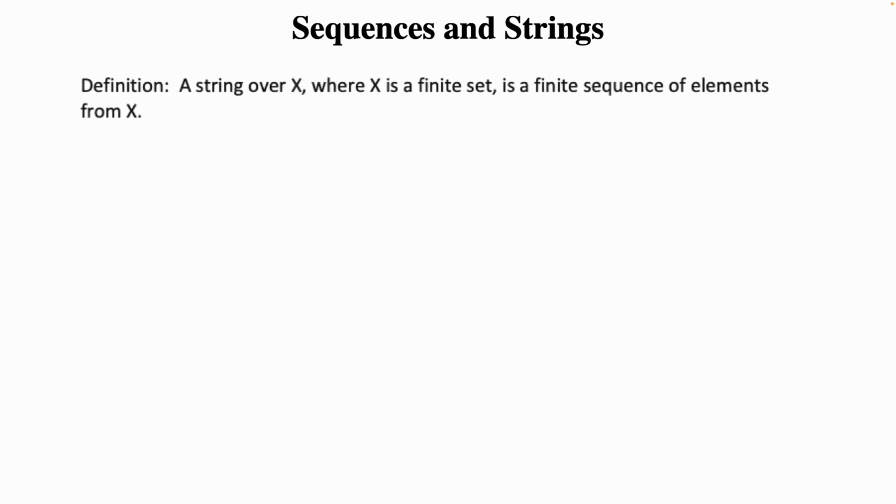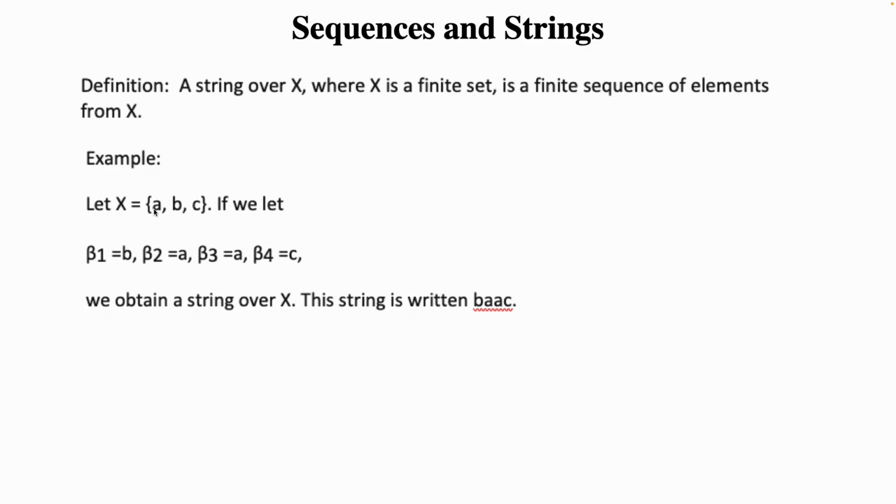All right. Now let's talk about strings. What are strings? Strings are just sequences. A string over X, where X is a finite set, is a finite sequence of elements over X. So if X is the letters A, B, C, a string could be the letter B. In our textbook, they use these Greek letters. Beta 1 is a string B. Beta 2 is a string A. Beta 3 is string A. Beta 4 is string C. These are all possible strings.